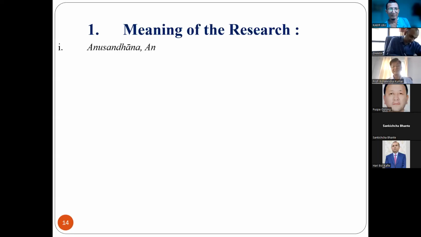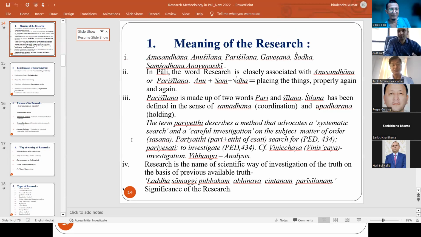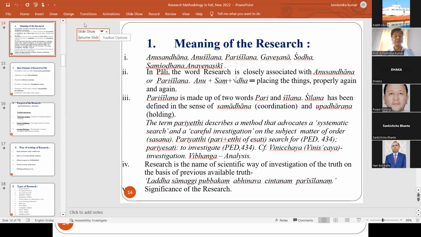We are going to discuss, we have already discussed what is research and what is not research. Today we are going to discuss the meaning of research, how it has been interpreted in our text, Pali text or in other text also.